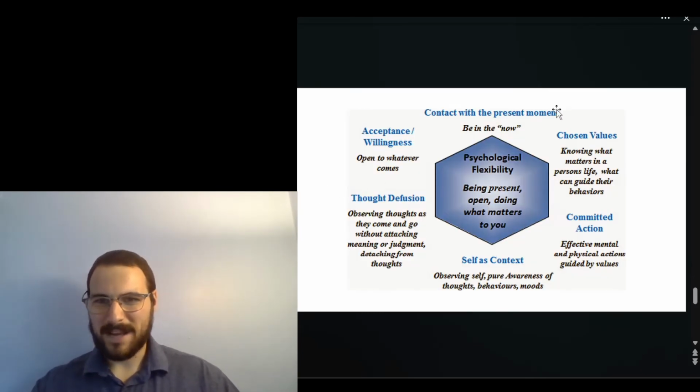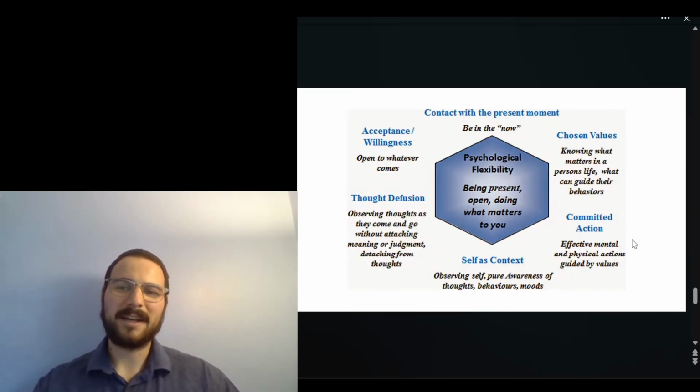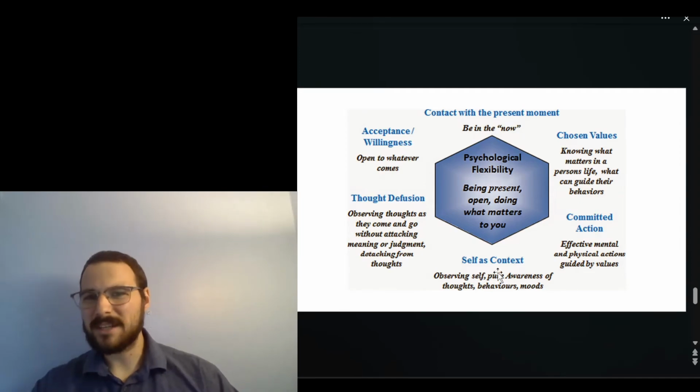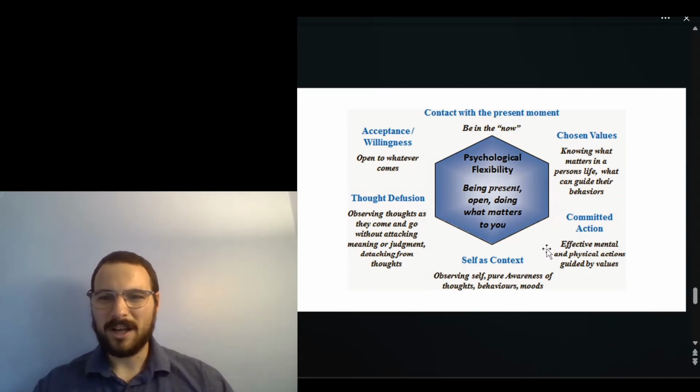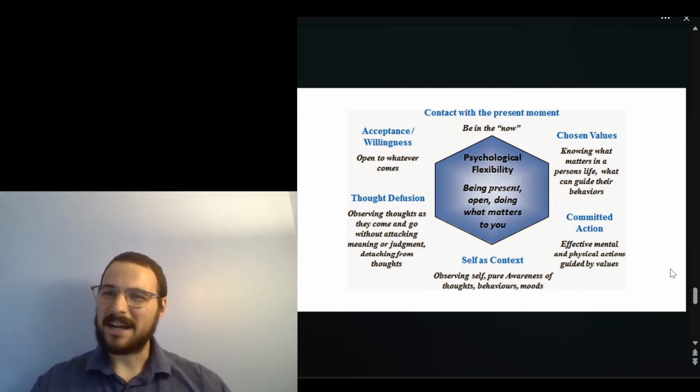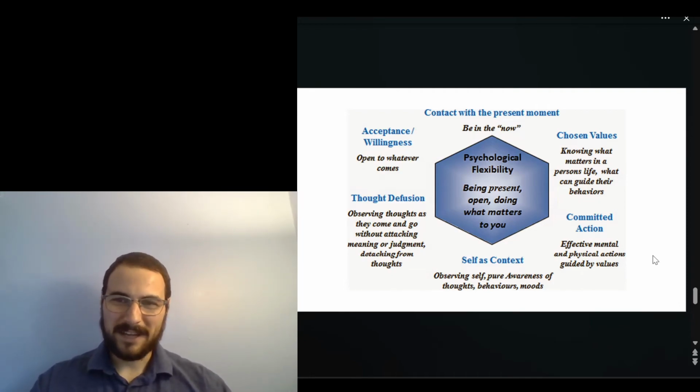And of course, going back to this figure, that's why chosen values and committed action are next to one another, because once you have chosen your values, it's important to think about those goals or actions that you can commit to that move you toward those values. And having the psychological flexibility that comes with all of these different processes will help you commit to those actions, actually follow through on them, and get closer to your values. A lot of times, living out those values through your actions can make you a lot happier and just make you live a more fulfilling life.